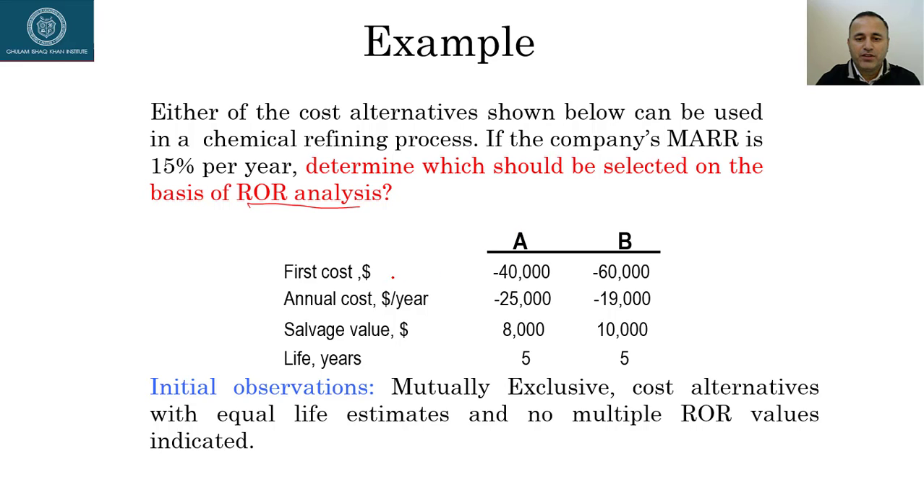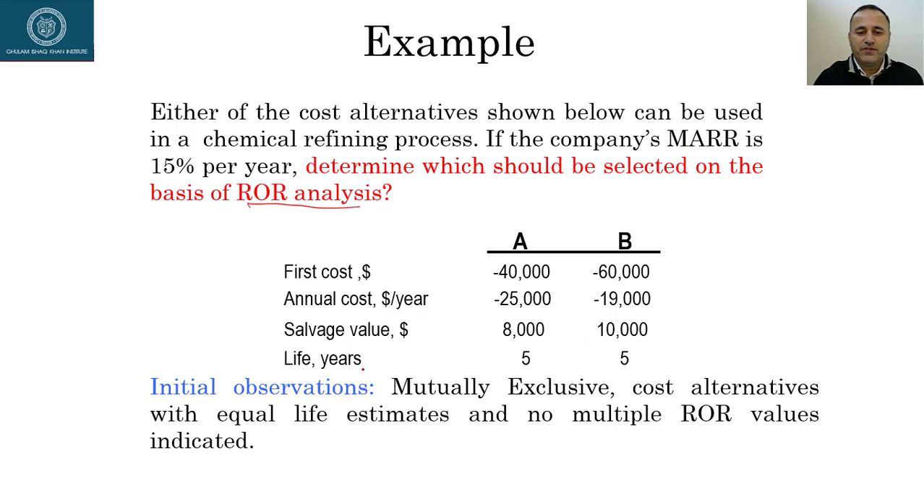Alternative A: the first cost is minus 40,000. The annual cost per year is minus 25,000. Salvage value is 8,000, and the life of the project is 5 years. Like the service life of this alternative is 5 years. Alternative B has an initial cost of $60,000, then an annual cost of $19,000 per year, and a salvage value of $15,000.